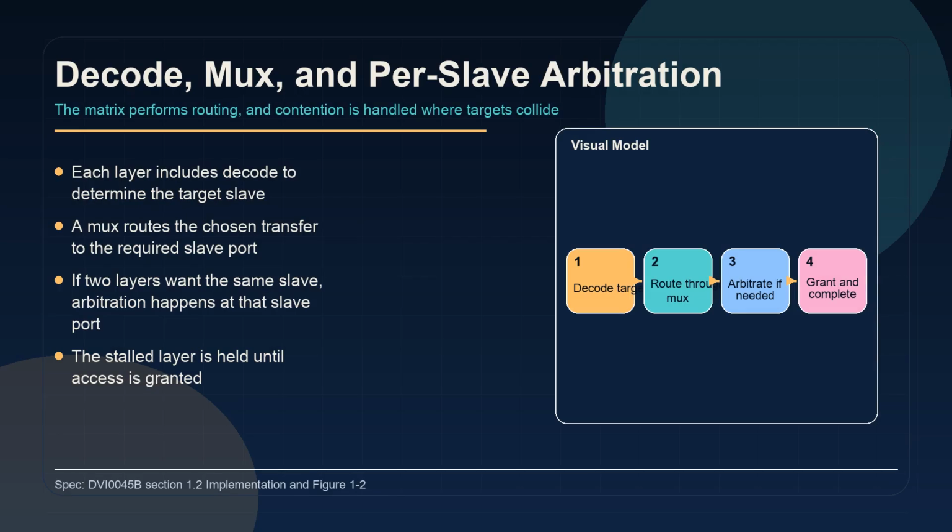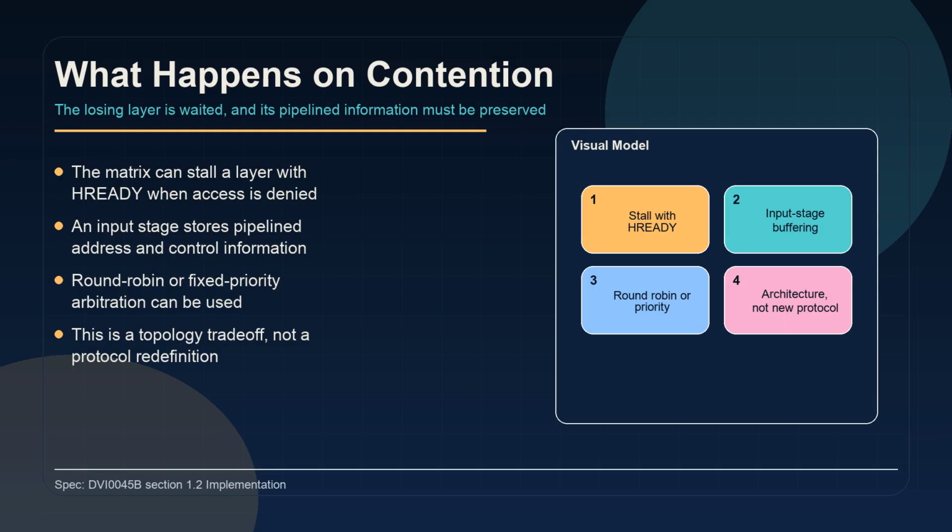The implementation model is also clean. Each layer decodes the destination. The matrix muxes the request to the appropriate slave port. If two layers target the same slave, arbitration happens there at the point of collision instead of forcing the whole system through one shared decision point. When two layers want the same slave, one wins and one waits.